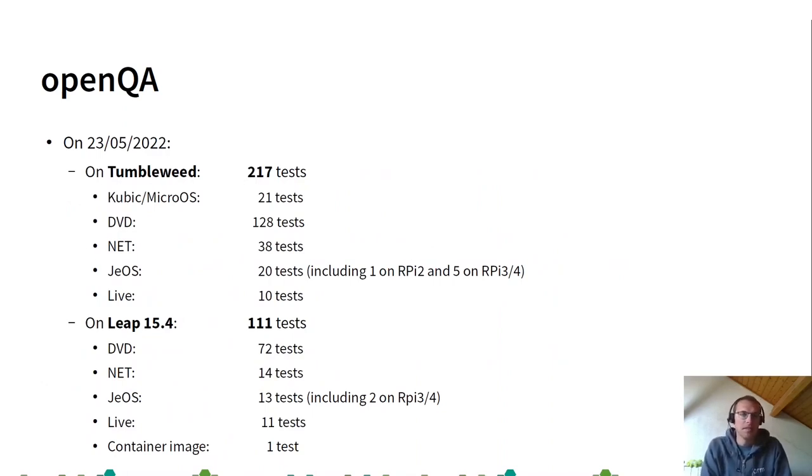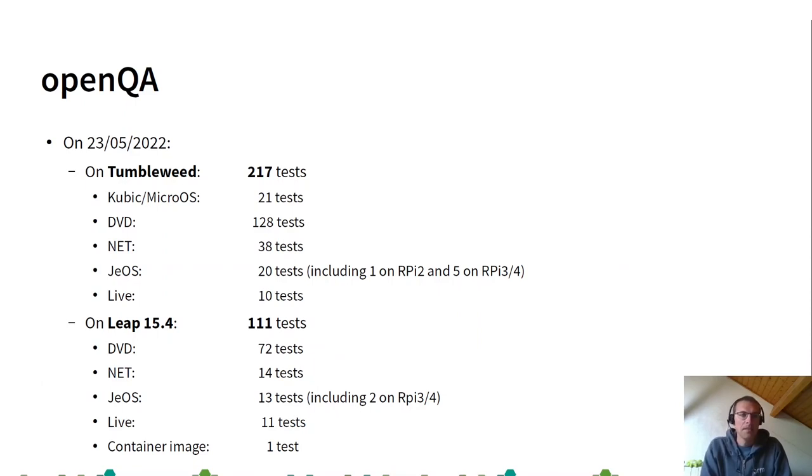Here you have the number of tests we run on each snapshot. So for Tumbleweed, we have more than 200 tests, and most of them are on the DVD. But we also have some tests for Kubic MicroOS, for the NET installer, for ready-to-boot images, and of course for live images. The numbers are from the end of May, and now Kubic images are gone since the Kubic project has reached end of life, so the numbers are a bit lower today.